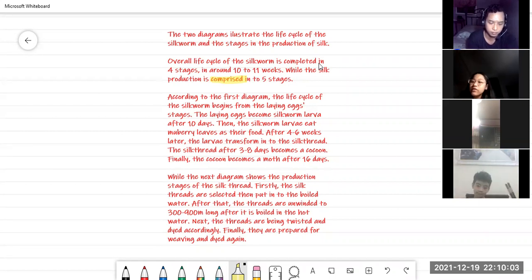While the next diagram shows the production stages of the silk thread. Firstly, the silk thread is selected, then put into boiled water. After that, the threads are unwinded to 300 to 900 meters long after it's boiled in hot water. Next, the threads are being twisted and dyed accordingly. Finally, they are prepared for weaving and dyeing again.